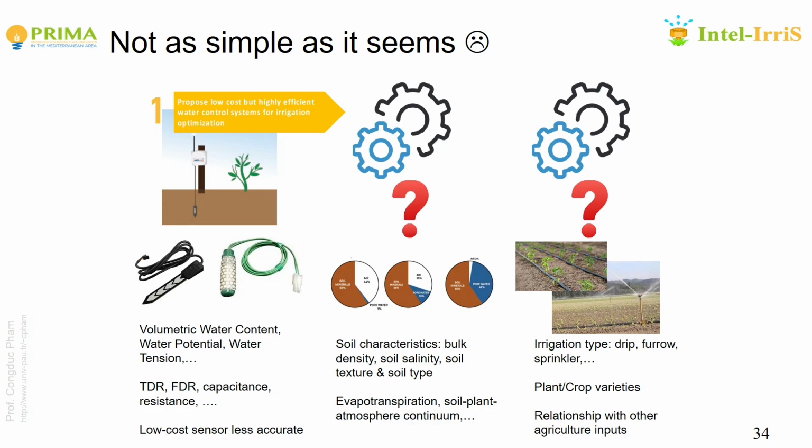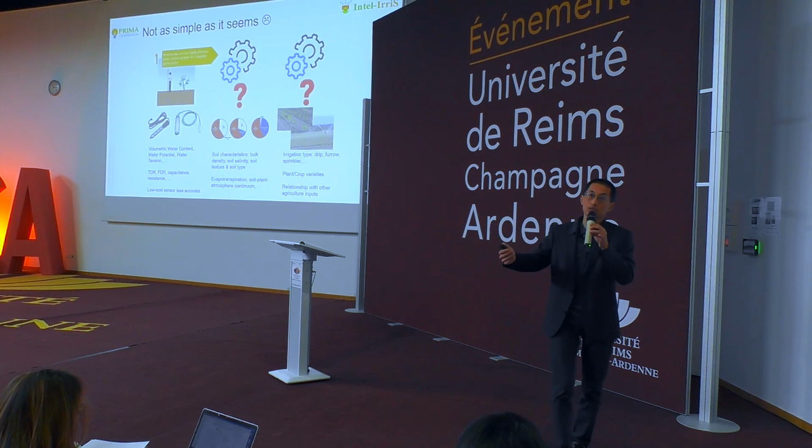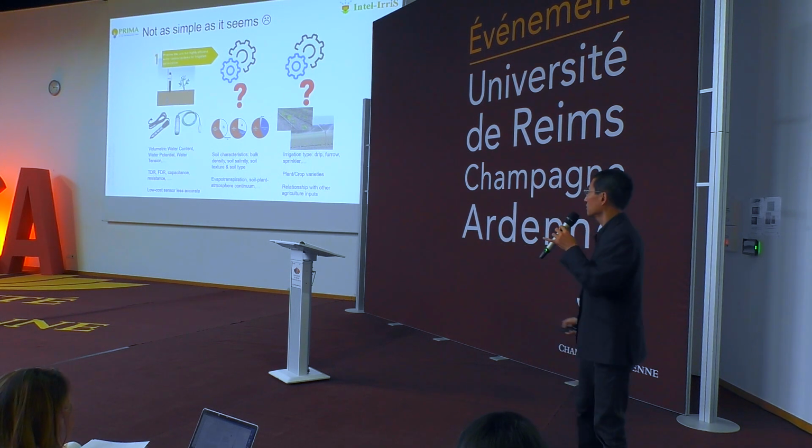So there are several objectives, and it is not as simple as it seems, because I believe that you understand it is not that simple. Regarding the sensor technologies, you have a lot of technologies available, depending on whether you want to measure volumetric water content or water potential or water tension and so on. And there are several technologies. And of course, you have to take into account that low-cost sensors are much less accurate than high-end sensors.